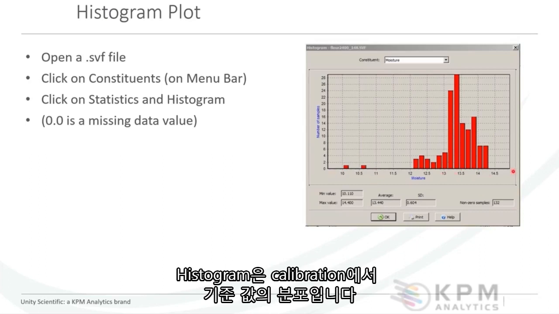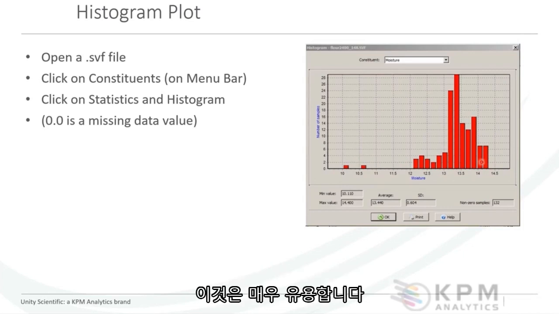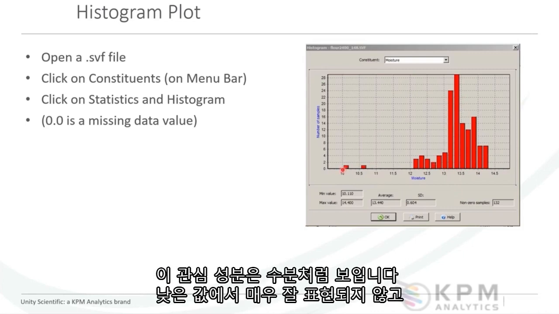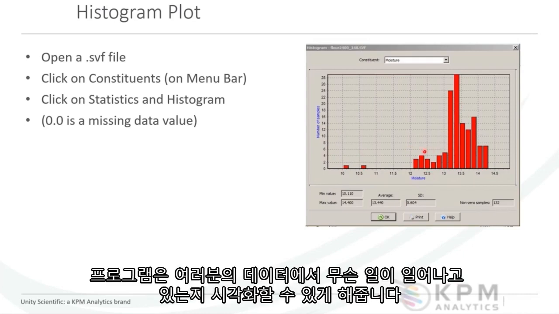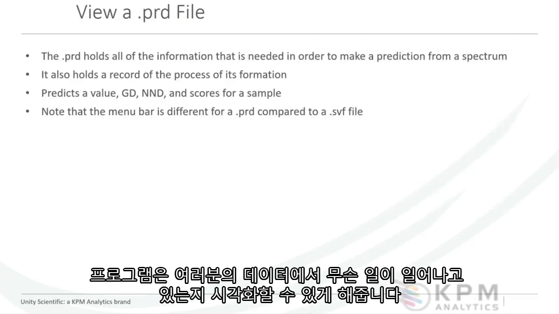You can also view histograms. Histograms show the distribution of your reference values in your calibration. This is very useful. This is an okay, not a great distribution. You can see that the lower values of this constituent of interest, it looks like moisture, are very poorly represented, and it's pretty skewed towards the mean. And the histogram allows you to visualize what's going on with your reference data.